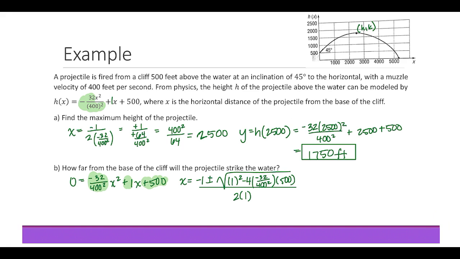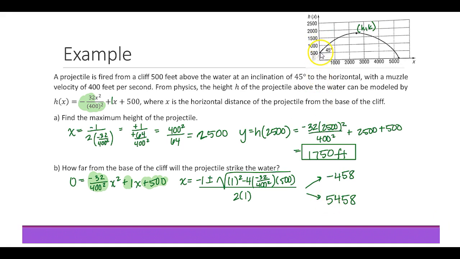And after simplifying this and plugging into the calculator, we get two solutions, right? Plus or minus, this is definitely not 0 here, so we're going to get two solutions. I'm going to present those two solutions here. One of them is negative 458, and the other one is 5,458. So let's think about that.